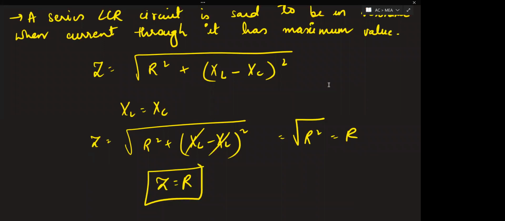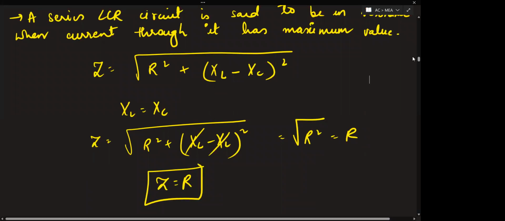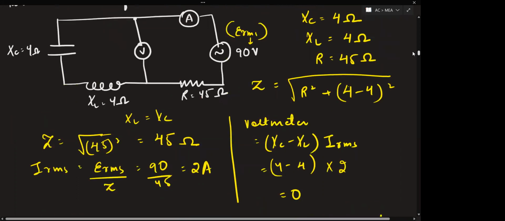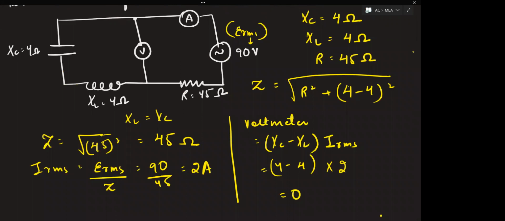Now, had you known this condition, you wouldn't have a need to solve it. As soon as you see this condition, directly assume that Z is equal to R. No need to perform this calculation. Directly you will get Z as 45. Got it? Here Z is equal to R, resistance. Here the impedance is minimum.